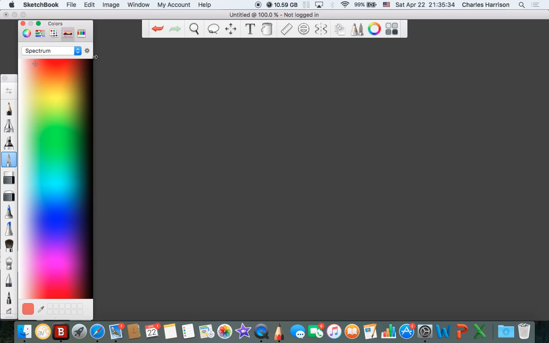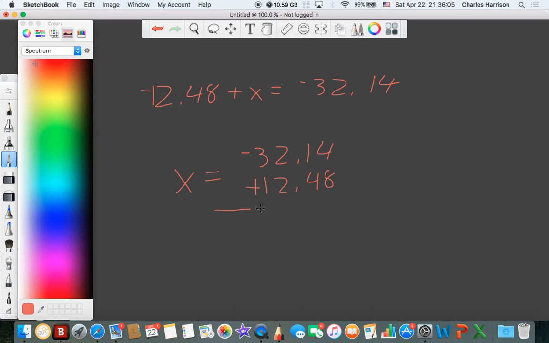All right, next one. We have negative 12.48. And we're going to be adding x, and that's going to equal negative 32.14. We're going to add this 12 to this, so it's really x equals negative 32.14 plus 12.48. Now, when it comes to absolute value, the 32 is bigger than the 12. So we're going to have a negative in the end.